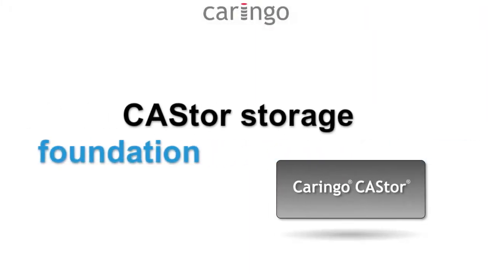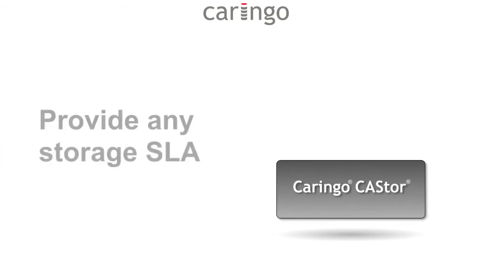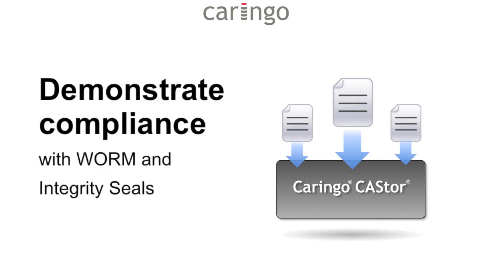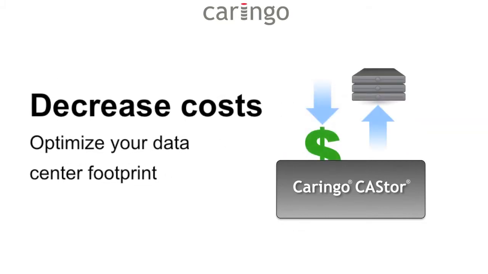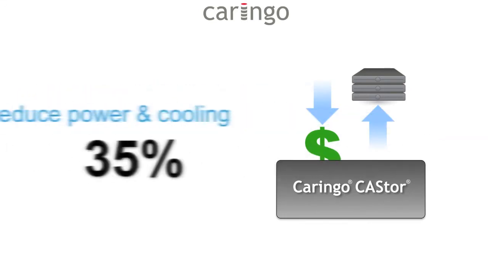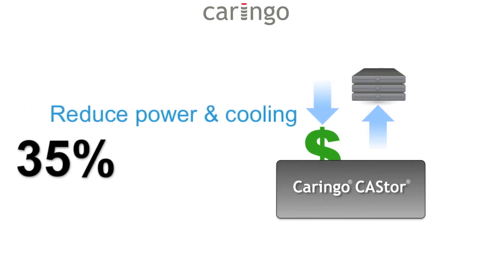As a foundation, CAStor itself provides a rich feature set, including the ability to provide any storage SLA with erasure coding and replication definable per object within the same cluster. CAStor also allows you to demonstrate compliance with WORM and integrity seals, providing proof for evidentiary purposes that content hasn't been tampered with. CAStor allows you to decrease costs and optimize your data center footprint with both industry-leading 98% disk utilization and power-saving features that allow reduction in power and cooling by 35%.